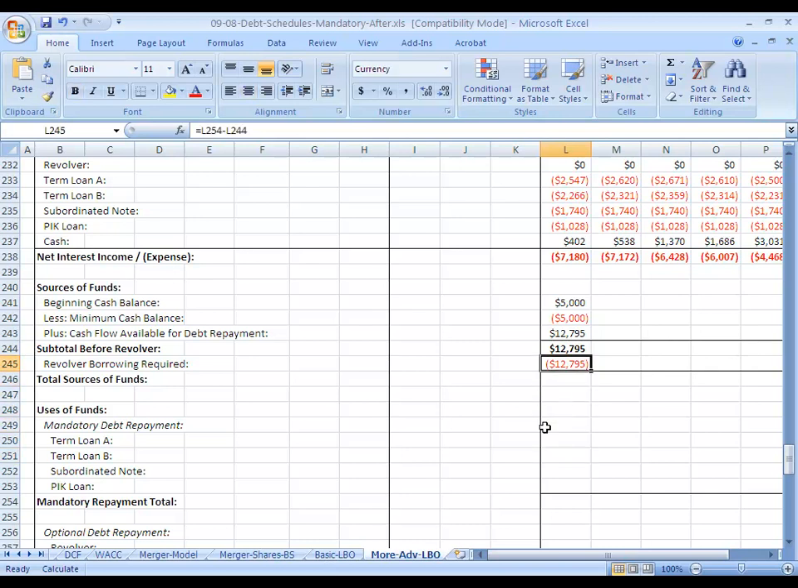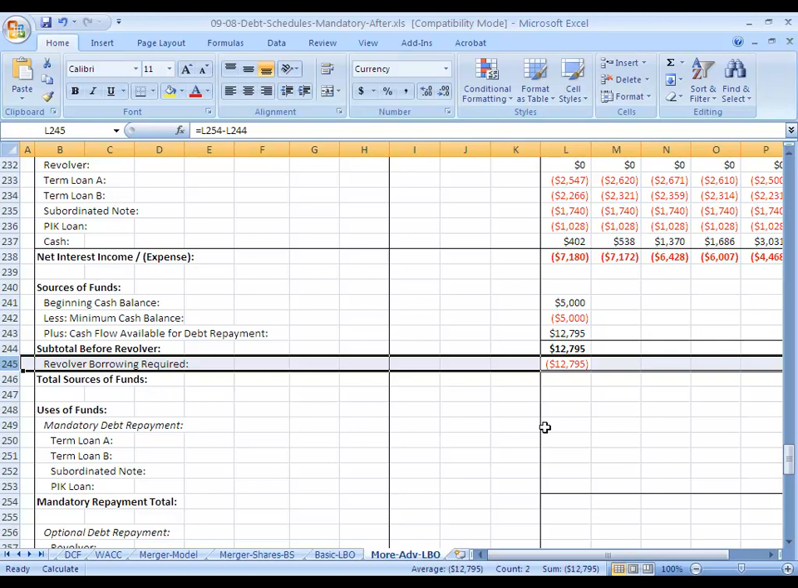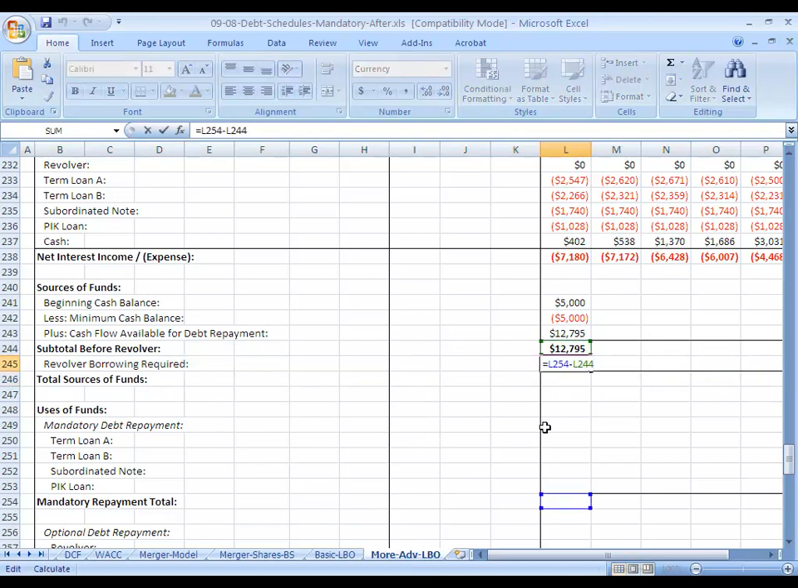And so what we need to do here is check against this case, and make sure that if this number is negative, as is the case here, in other words, our mandatory repayment total is less than our subtotal before the revolver, then we want to make sure that we are not drawing on our revolver at all. So to do this, we're going to use the maximum formula. And we're going to say the max of 0, and this number is what we need in terms of our revolver. So if the mandatory repayment total minus the subtotal before revolver is positive, that means we have a shortfall in cash flow and we need to draw on our revolver.